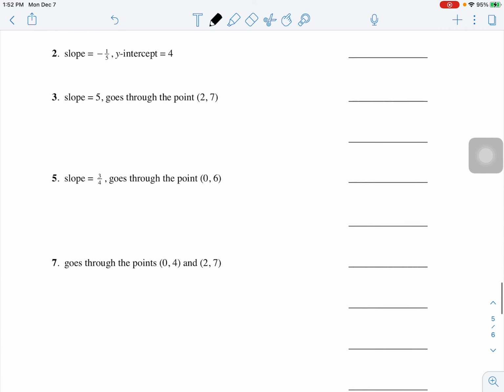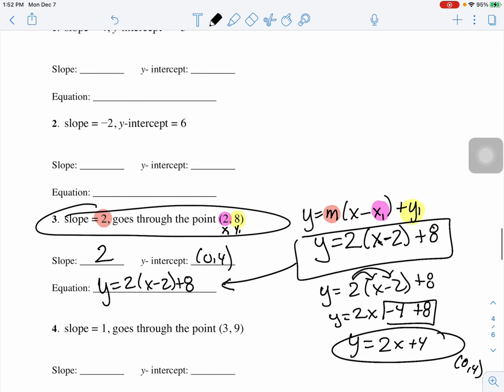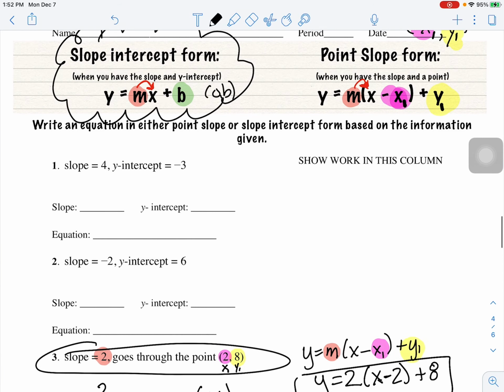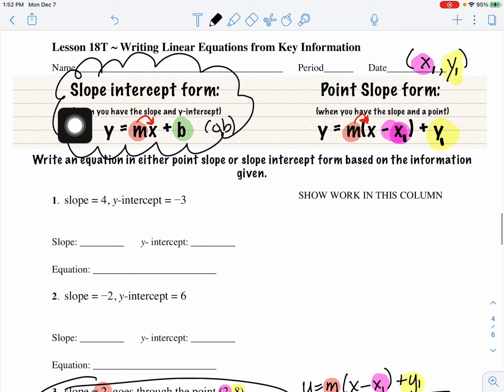So this second page is kind of just a challenge to help you practice writing equations, but I hope this is good practice that helps you make sense of it. Slope-intercept form is a priority and point-slope is an extra.